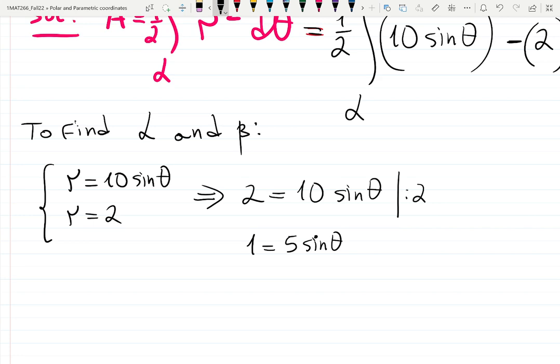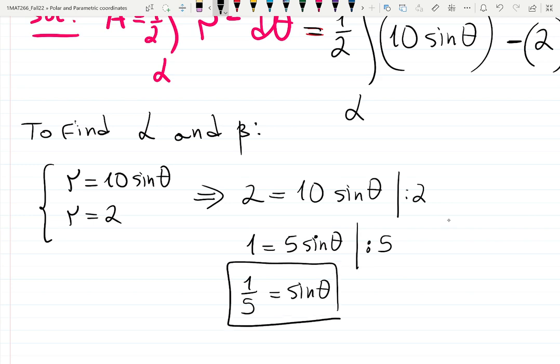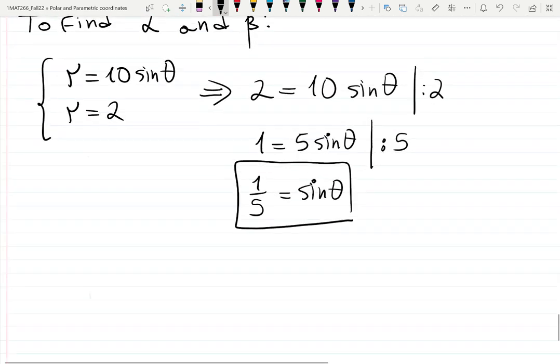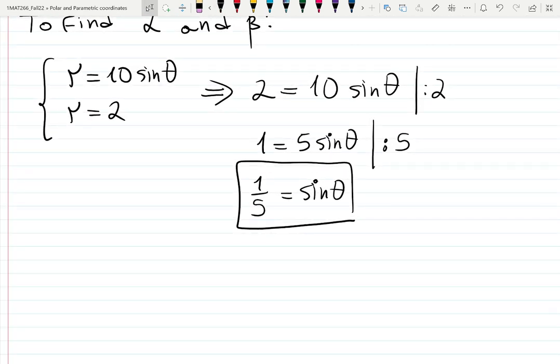Well, actually divide by 5. That actually makes sense more to me. Divide by 5. Why did you not divide by 10 right away? 1 over 5 equals sine theta. That is my equation. That's a trigonometric equation. We need theta. Theta can come from the knowledge of inverse trigonometric functions, arc sine. So it's going to be arc sine, which I like to write down as sine minus 1, of 1/5.